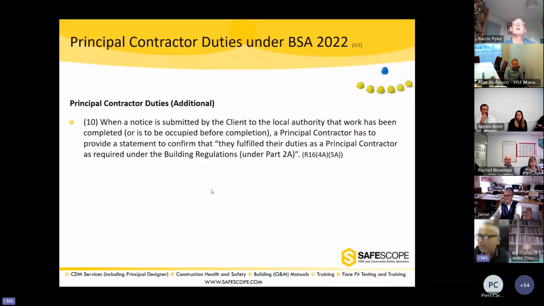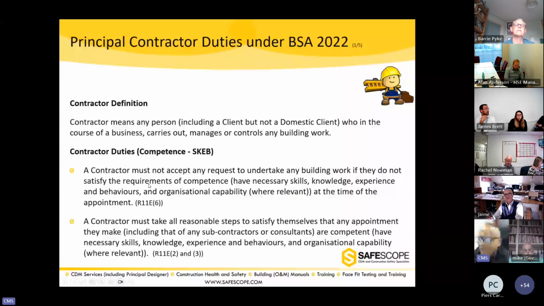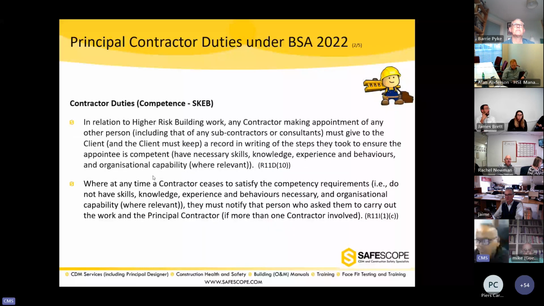And the last one, where a notice is submitted, same like principal designer, a principal contractor has to give in writing to say that they fulfill their duties under the building regulations. Contractor duties, again, I'll rush through very quickly. A contractor must not accept the appointment if they're not competent. They must ensure any further appointments they make are competent in relation to high risk building work. Any further appointments they must make the client aware.